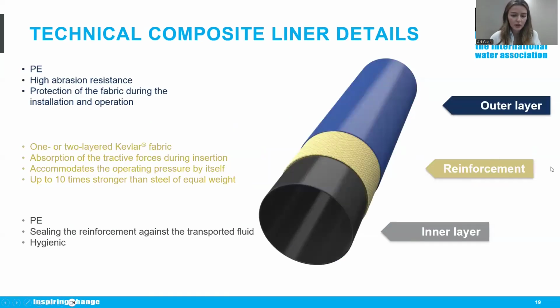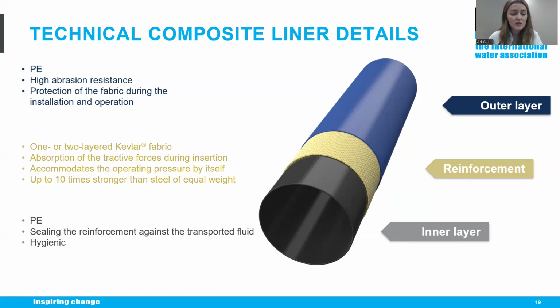And first of all, we're going to have a closer look at the liner itself. Although I know it looks relatively simple from the outside, it's actually a carefully engineered composite structure. The outer PE layer protects the liner against abrasion during installation and throughout its service life. The real structural element is the seamless woven aramid reinforcement, or the Kevlar. This textile layer absorbs the pulling forces during installation and later withstands the internal operating pressure.